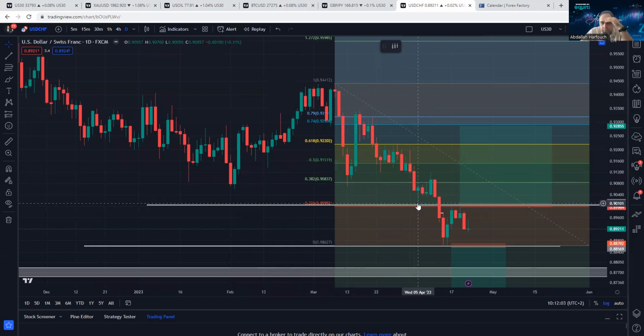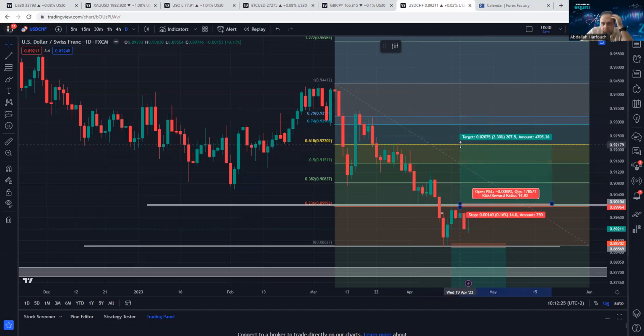Here, the TP1 will be 90.20. 90.75 will be the TP2. TP3, 91.40, and TP4, let's put it 61.8, 0.9210.